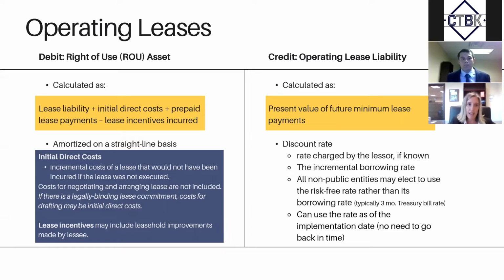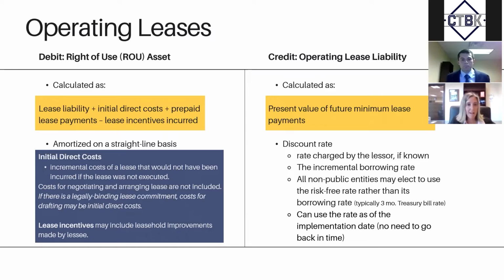And that would be added to the calculation of the right of use asset. In addition to initial direct costs, you're also going to add any prepaid lease payments. So if you have a lease payment you need to make upfront in advance of the lease, that would be added to it. And then you would reduce that right of use asset by any lease incentives incurred.